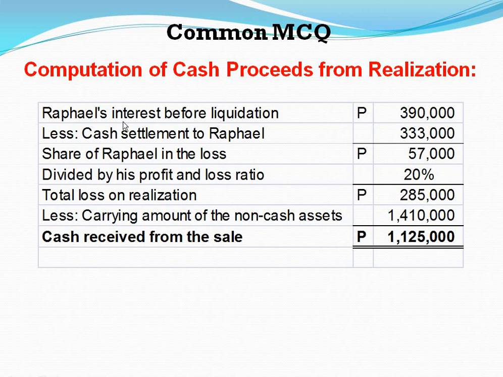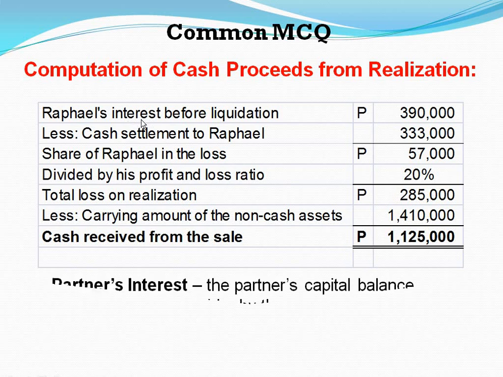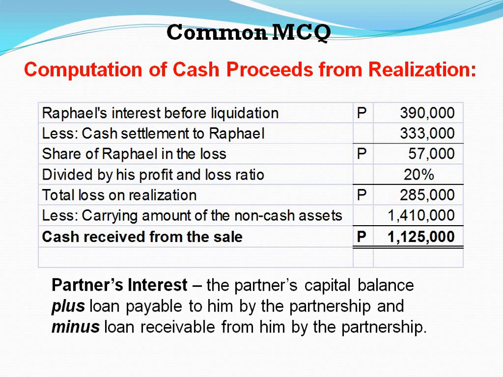By the way, partner's interest means his capital balance plus loan payable to him by the partnership and minus loan receivable from him by the partnership. Although in this problem, there is no loan payable to or loan receivable from a partner. That is why the interest of Rafael here is also his capital balance before liquidation.